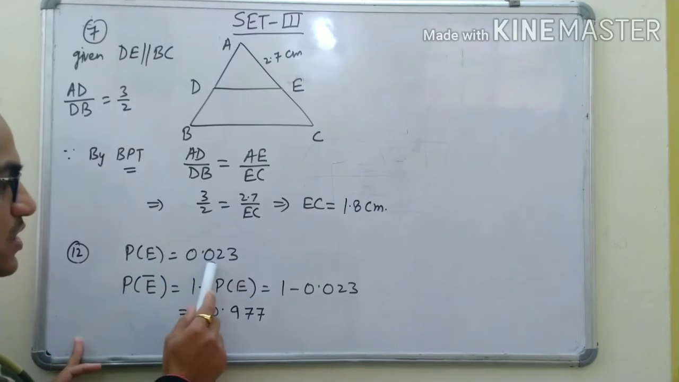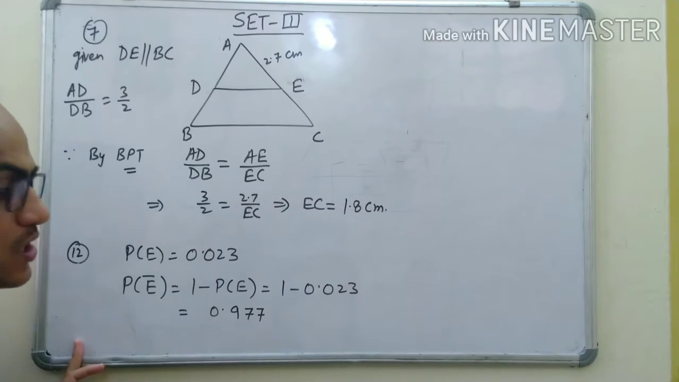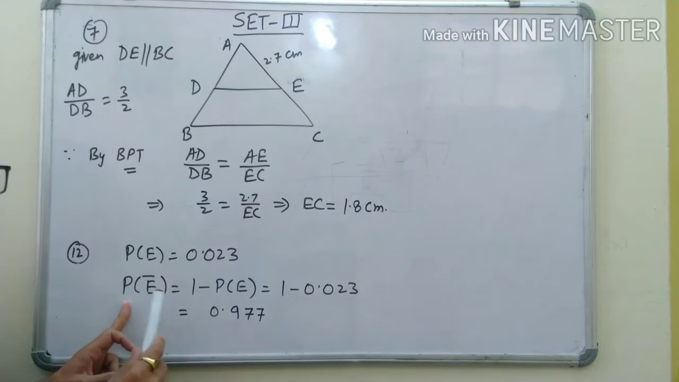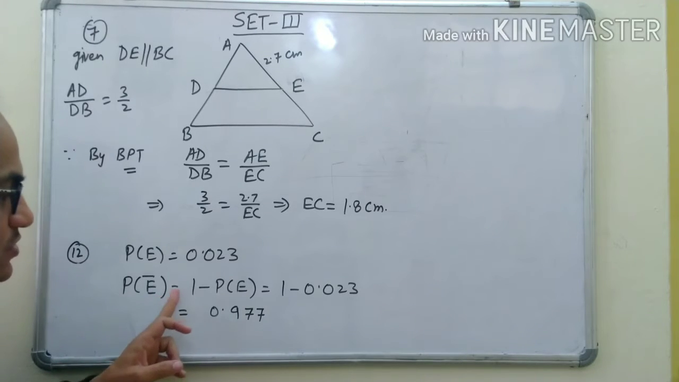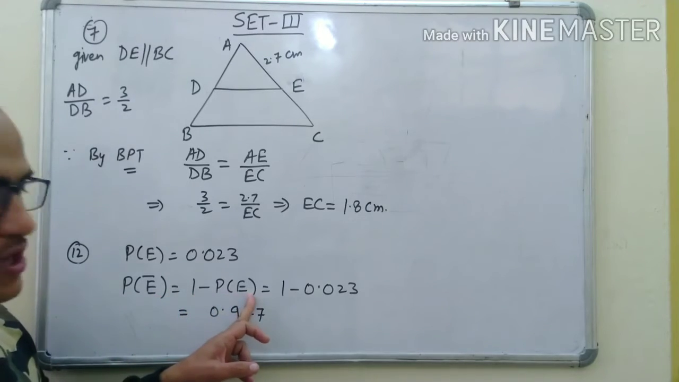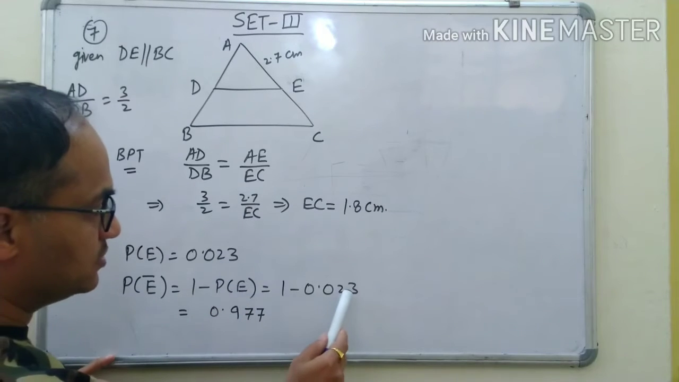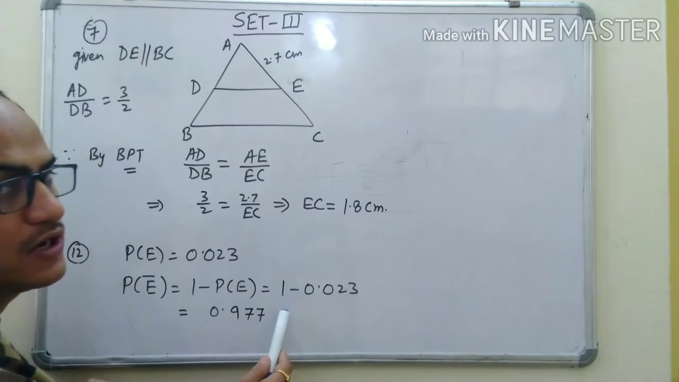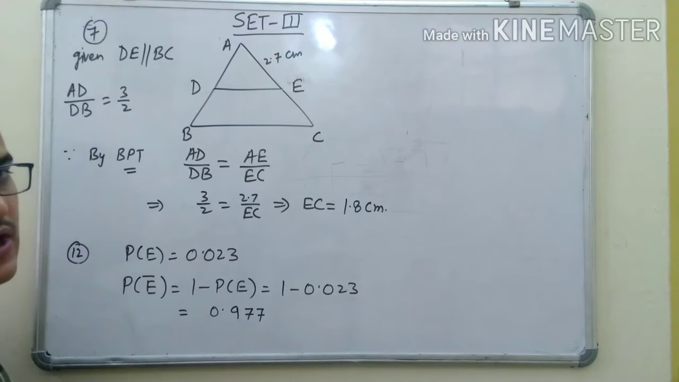12th question, we are given that P(E) is equal to 0.023. So P(E bar) is equal to 1 minus P(E). This is the probability of the complement event. And when we subtract this value from 1, we get 0.977.